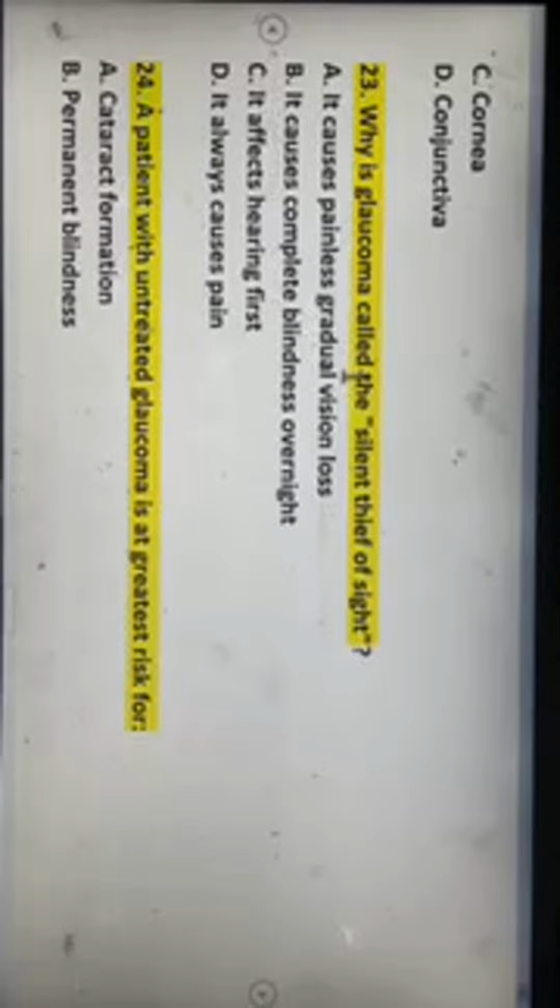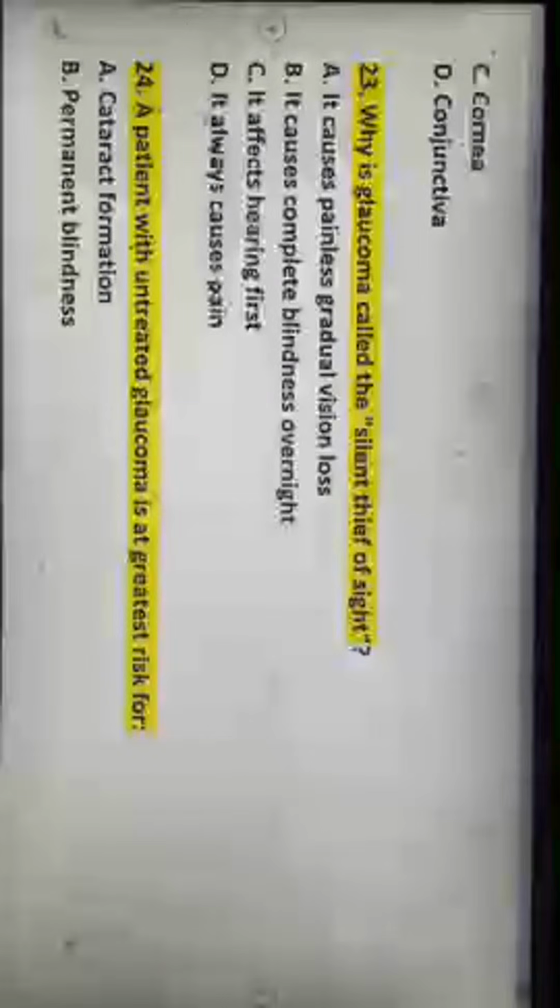Why is glaucoma called the silent thief of sight? A. It causes painless gradual vision loss. B. It causes complete blindness overnight. C. It affects hearing first. And D. It always causes pain.